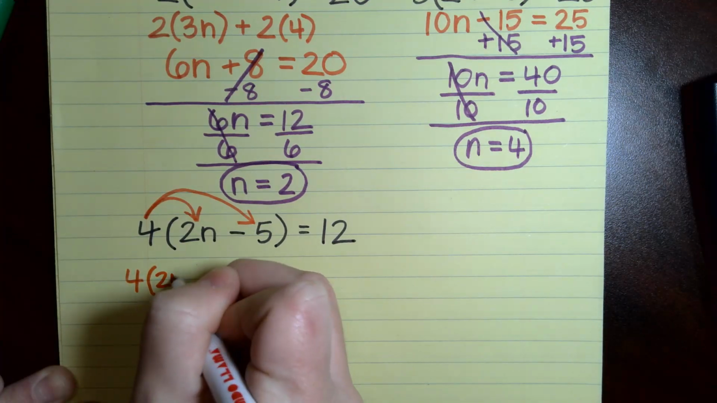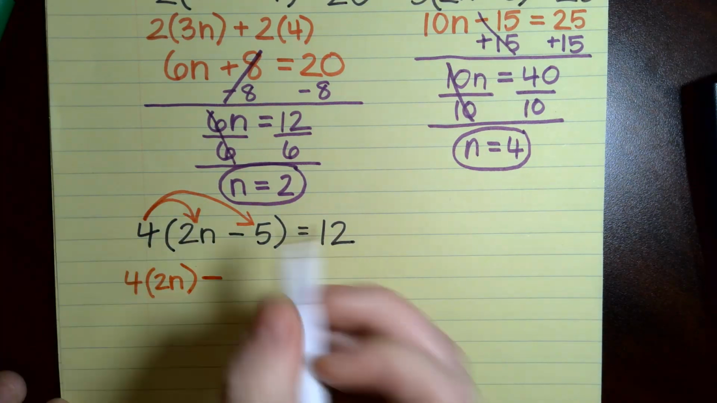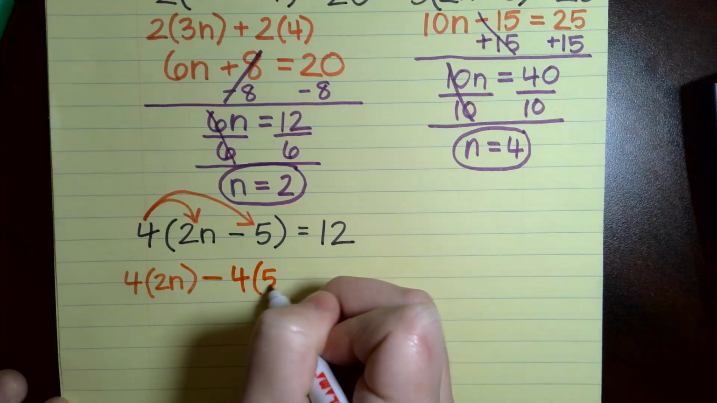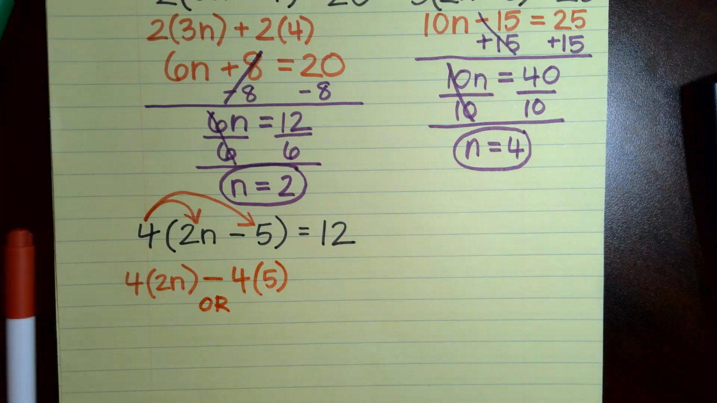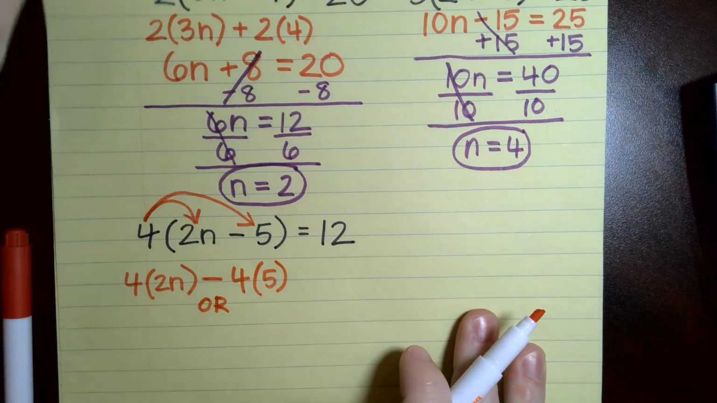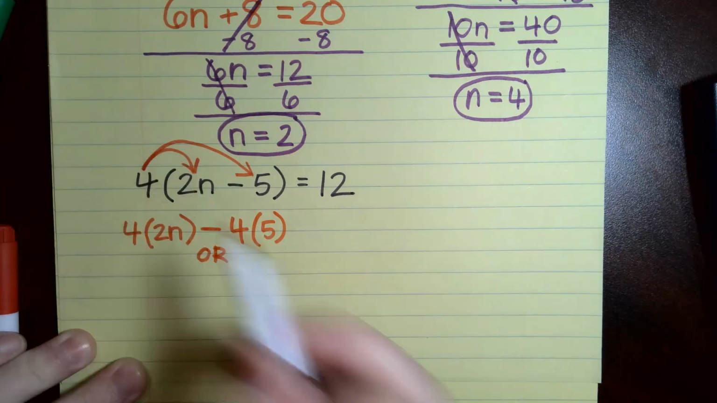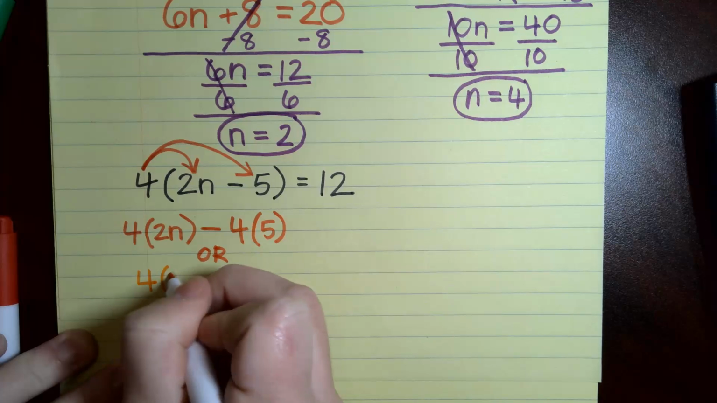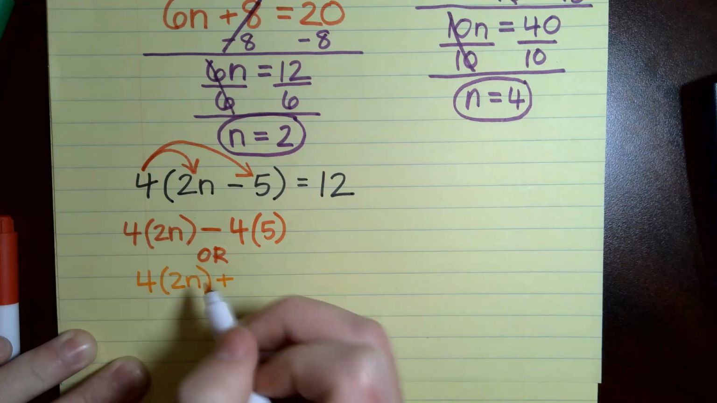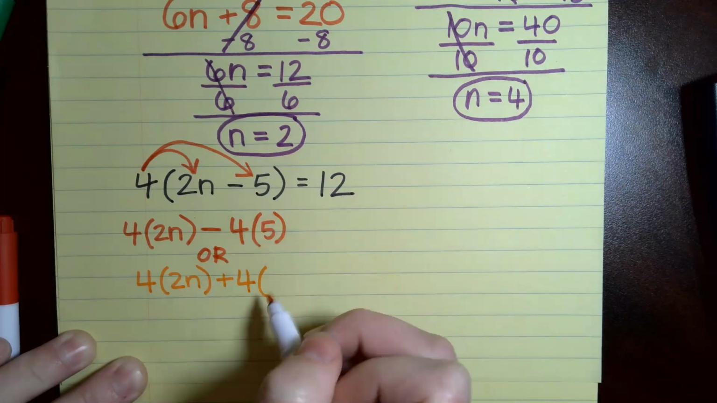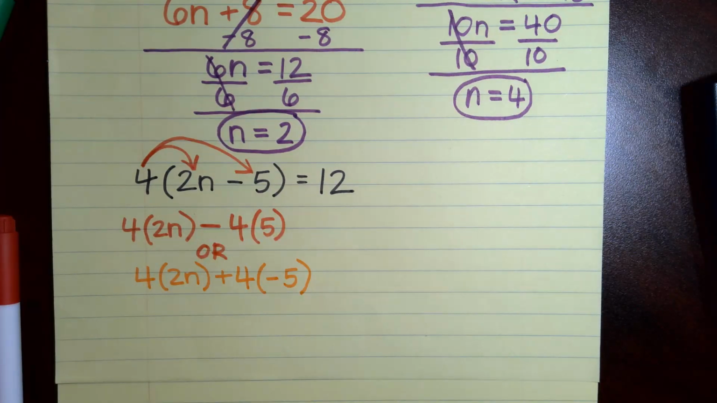times 2n minus 4 times 5, or, and I'll show the other way in a different color, we could also do this by doing 4 times 2n plus 4 times -5. Do you guys see the 2 different ways that we looked at that?